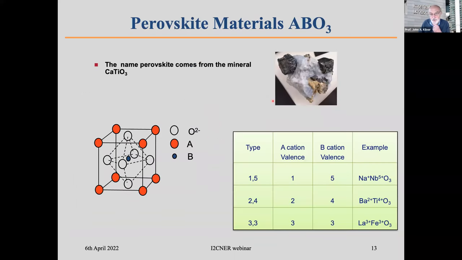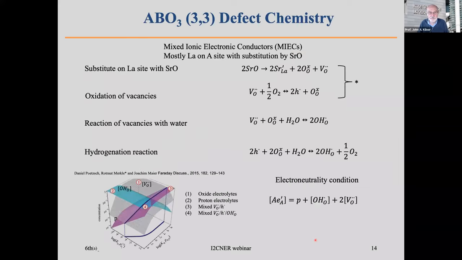Now I want to move on to the perovskite materials, and these essentially, after we've just been looking at the electrolytes, essentially now we're beginning to look at the electrodes. I think we're all familiar with the perovskite structure. The A cations are 12 coordinated. The B cations sit at the center of this oxygen octahedra. There are many types, but we're going to focus on what are known as the 3-3 perovskites, where the A cation valence is 3 and the B cation valence is 3, as for instance in lanthanum ferrate.